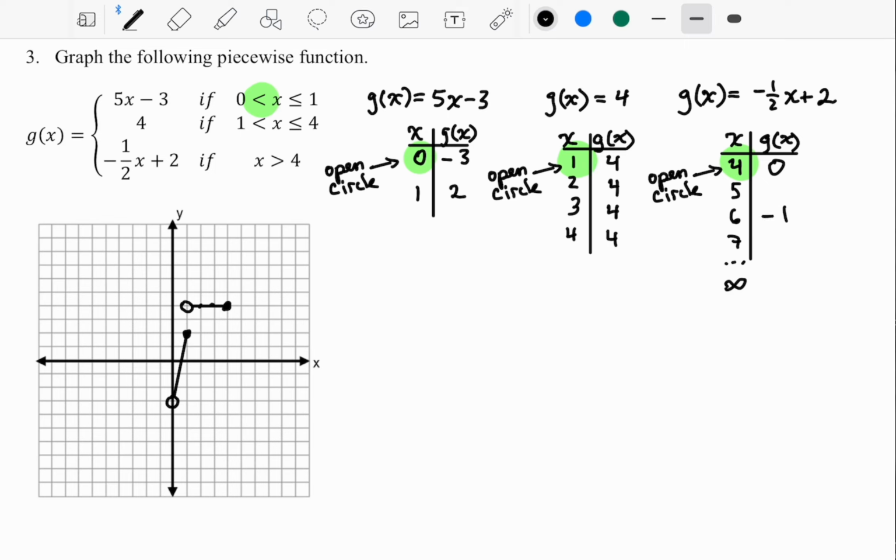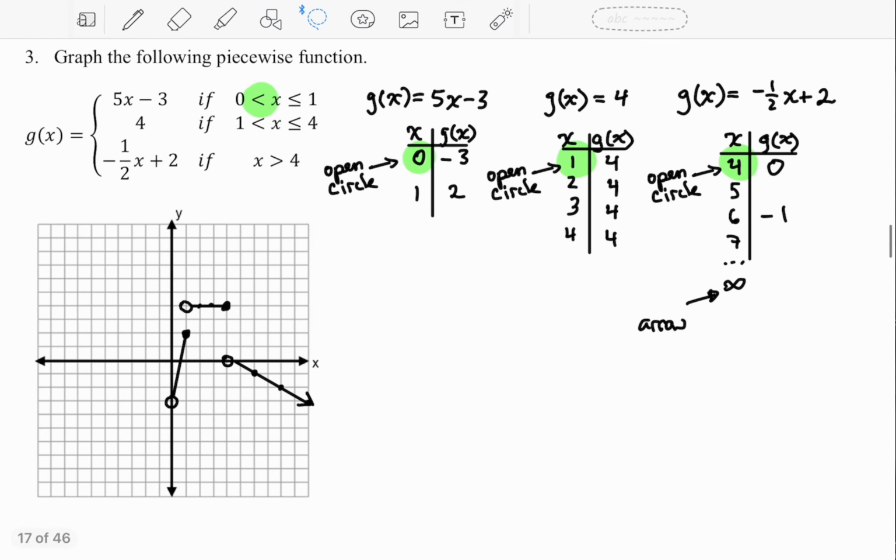So I'd start off plotting those values. Since it's linear, I now know what the slope is. I already did from the equation. It was -1/2. But I can now continue the trend going down 1, right 2, down 1, right 2 until I run out of room. The difference here is because I have infinity, we're going to put an arrow on the end of this graph, indicating that it goes on forever. And that would be the piecewise graph.